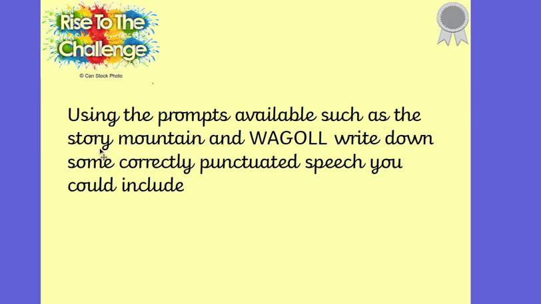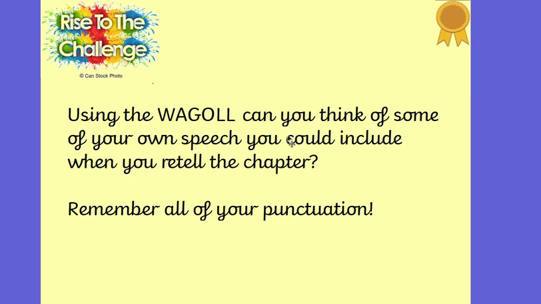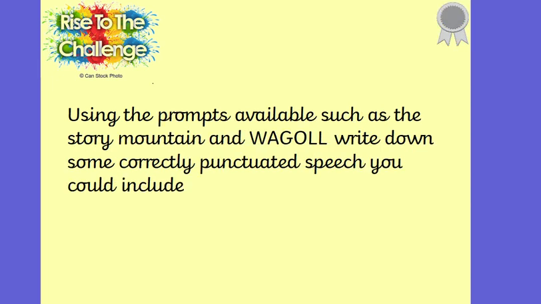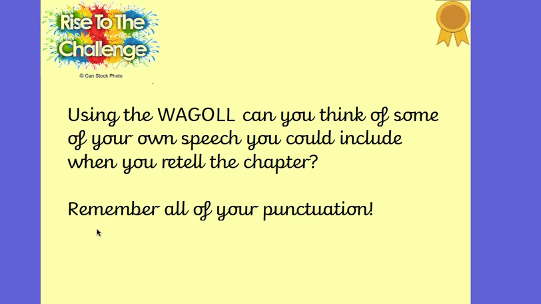Silver, you're going to use prompts, so you can use the story mountain to think of some ideas and the waggle to write down some correctly punctuated speech that you could include. And then gold, using the waggle, think of some of your own speech you could include when you retell your chapter. Remember all of the punctuation, okay? So you're thinking of your own. I want at least 5 sentences for silver and gold, okay? If you do gold and you're consistent, you will achieve platinum.